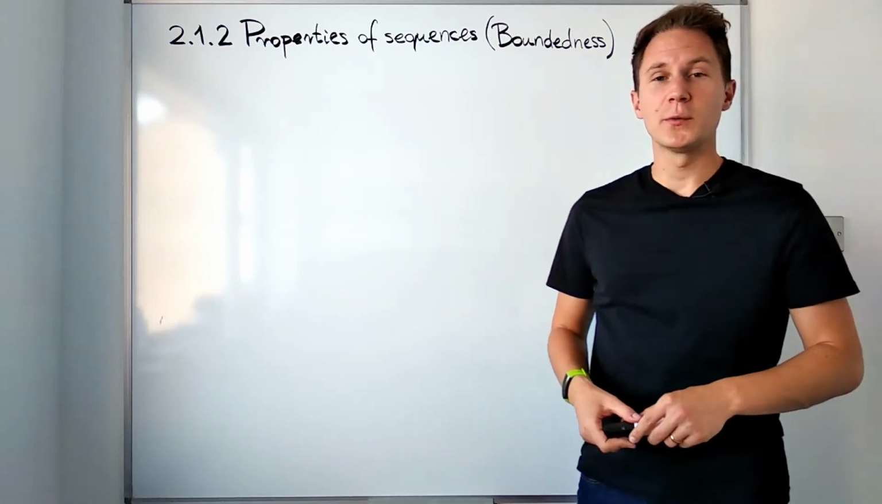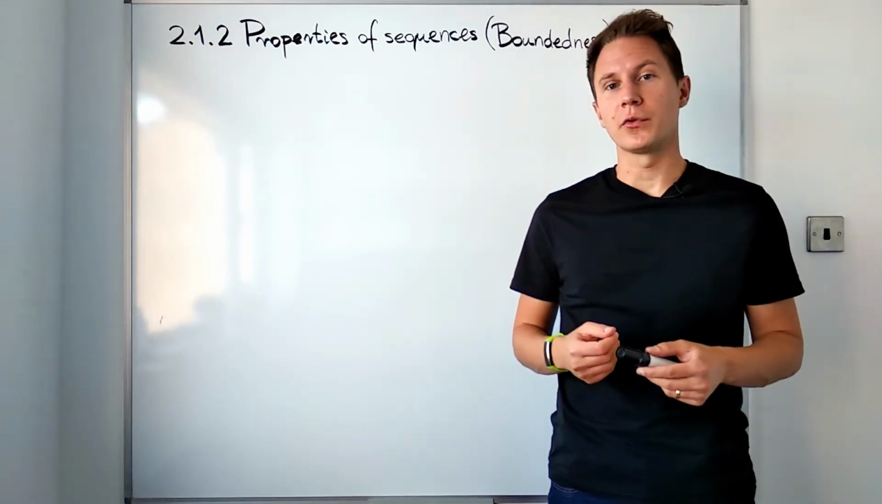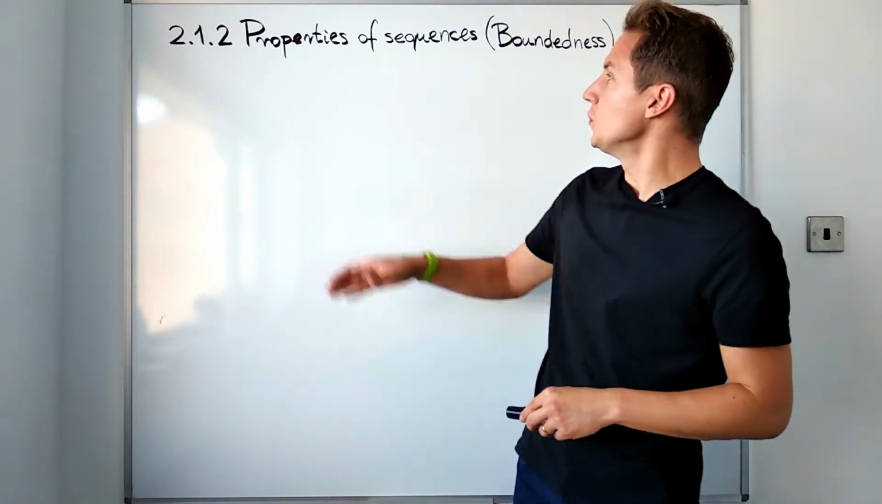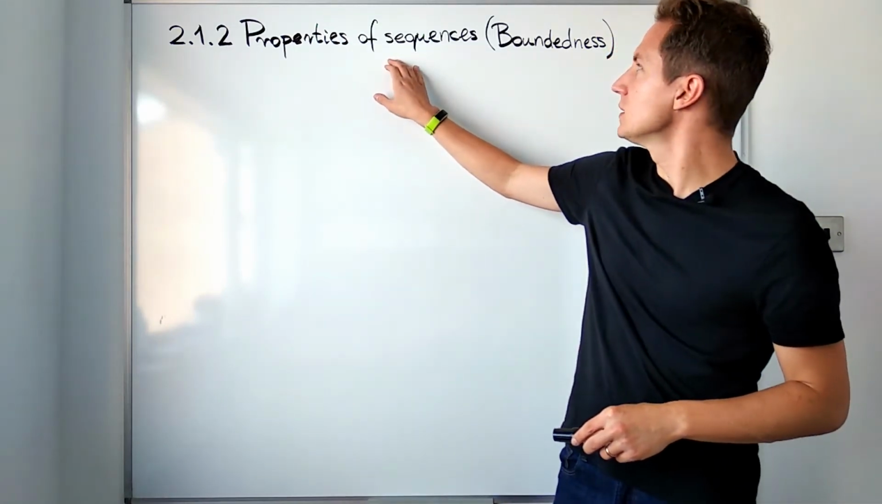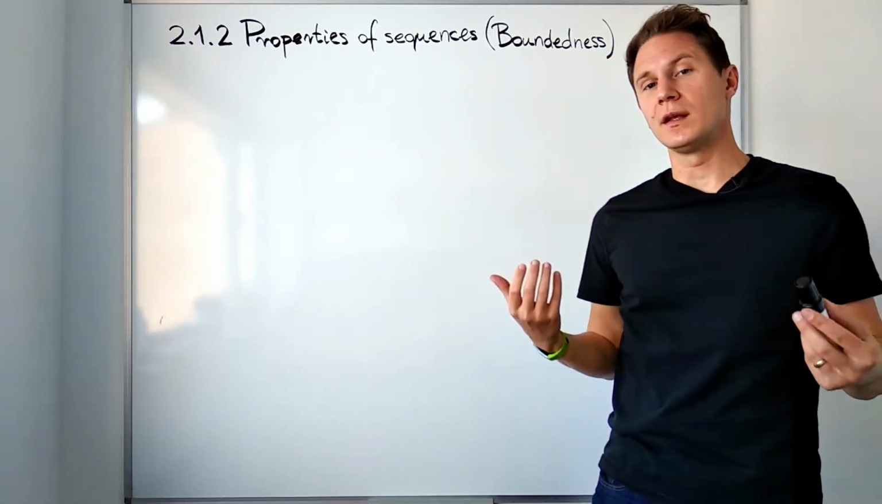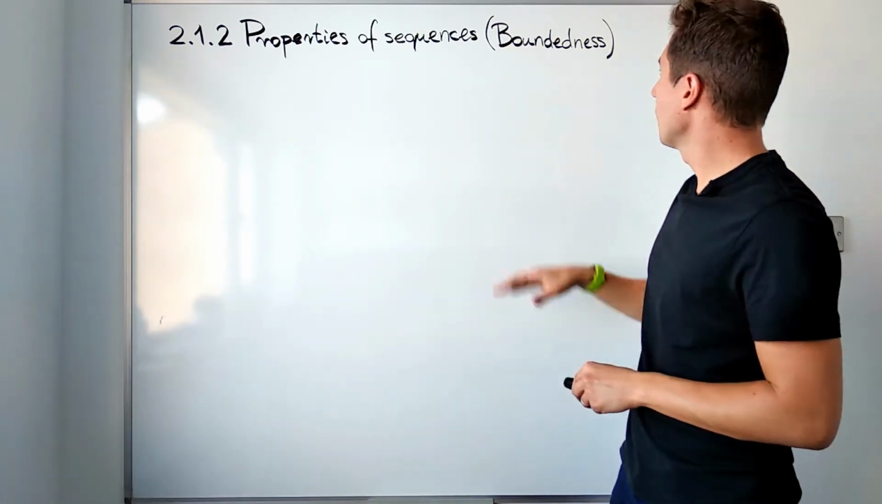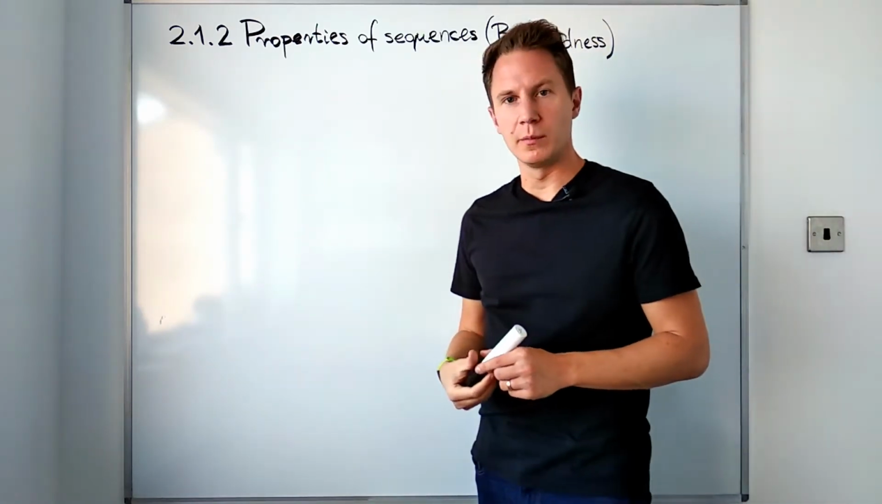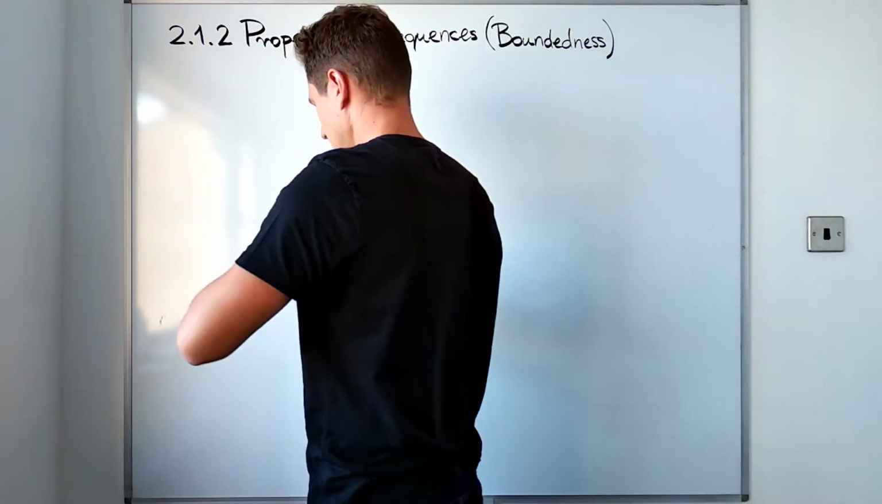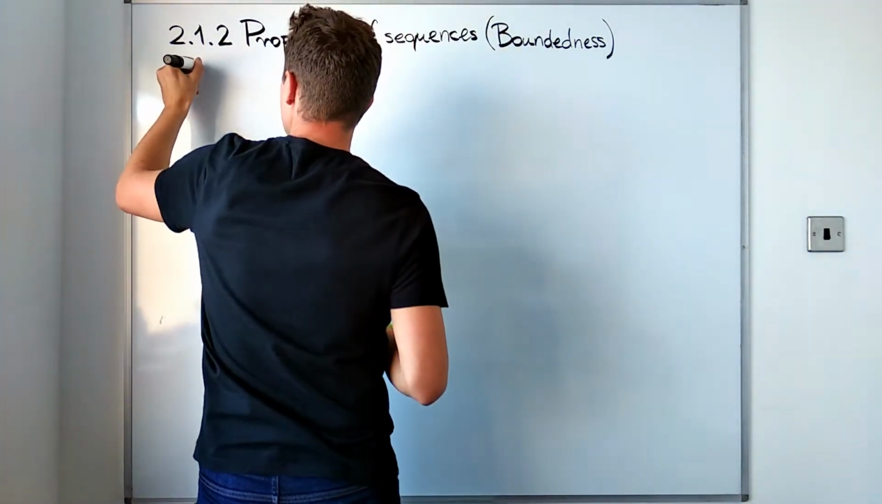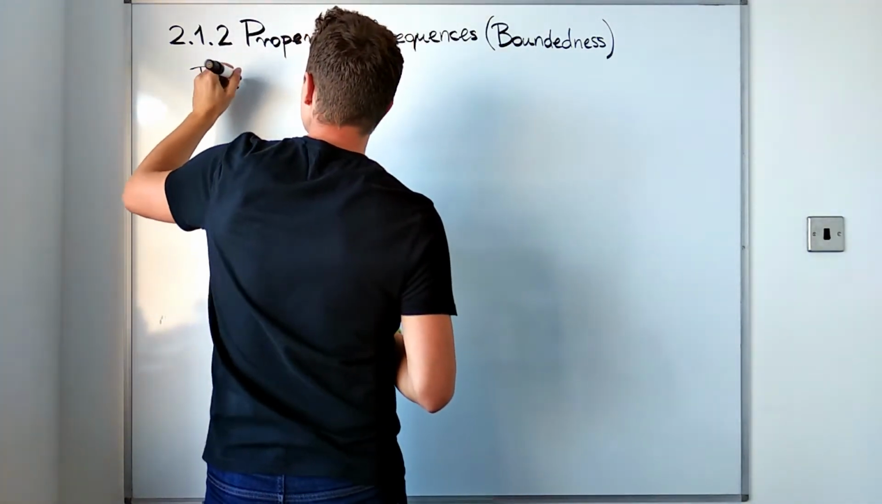Now that we know what sequences are and we have seen some examples of sequences, I would like us to look at properties of sequences to study the way they can behave. And this first part will be about the boundedness of sequences. Let me start with the definition. What do I mean by a bounded sequence?